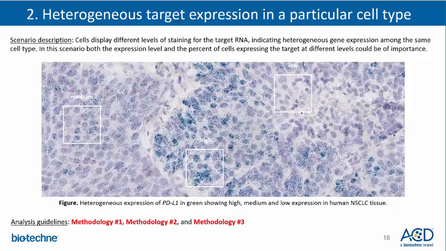You could also visualize the dynamic expression by using methodology 3 to bin cells with similar expression levels and generate an H-score. A histogram with the percent of cells within each expression category or bin could offer an overall visual representation of the heterogeneous PD-L1 expression profile throughout this non-small cell lung cancer tissue sample.